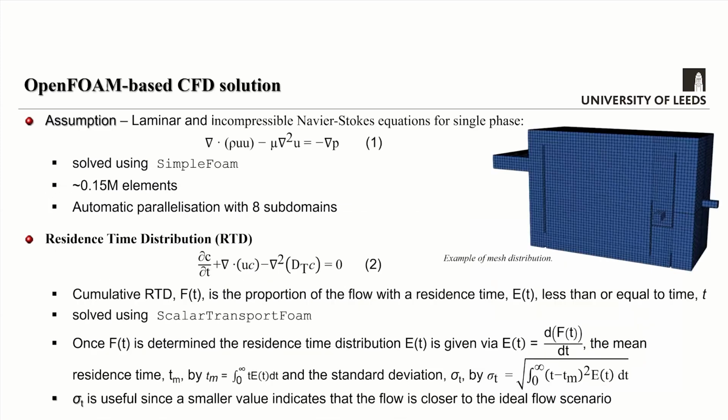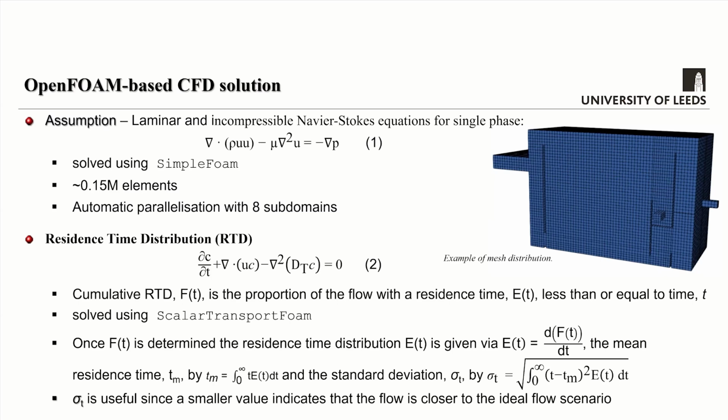The assumption is that we are in the laminar regime. So we have the steady state laminar Navier-Stokes equations for single phase flow, which is here. We do the various work that has to be done in terms of grid independence analysis, et cetera. And we found that using about 0.15 million elements is enough. We use automatic parallelization with subdomains in order to minimize the connection between all domains.